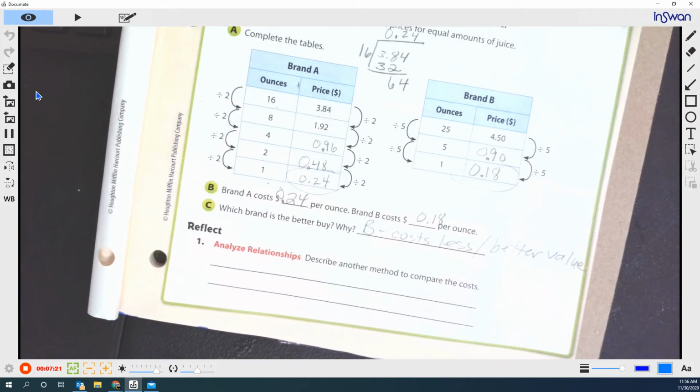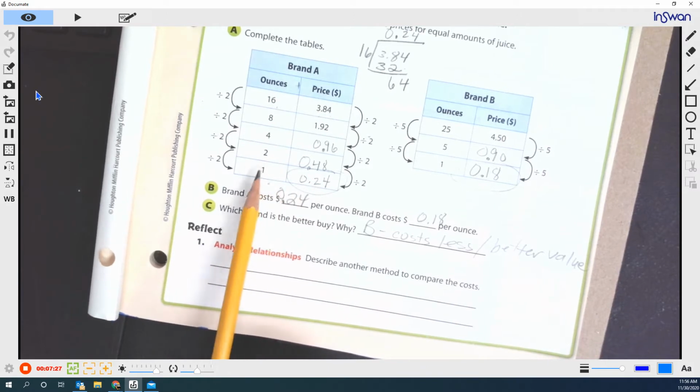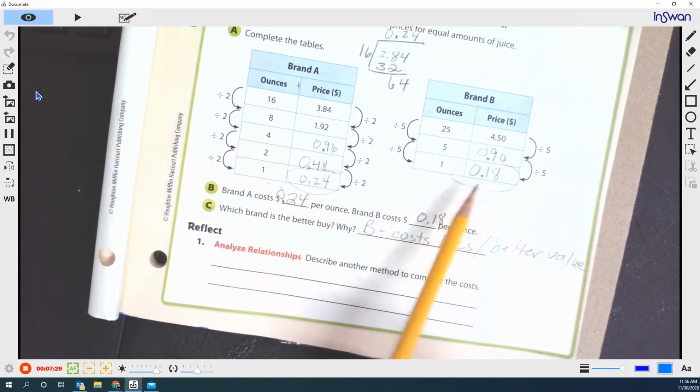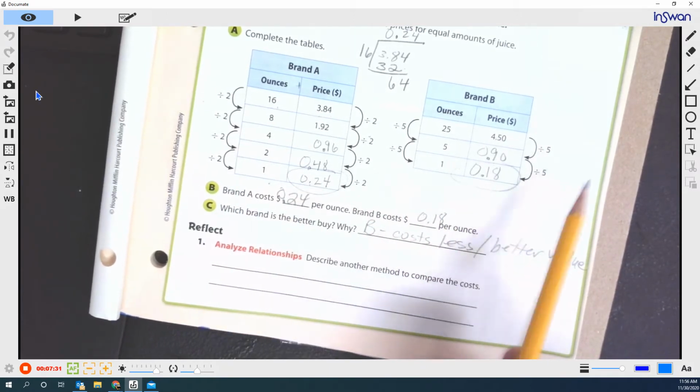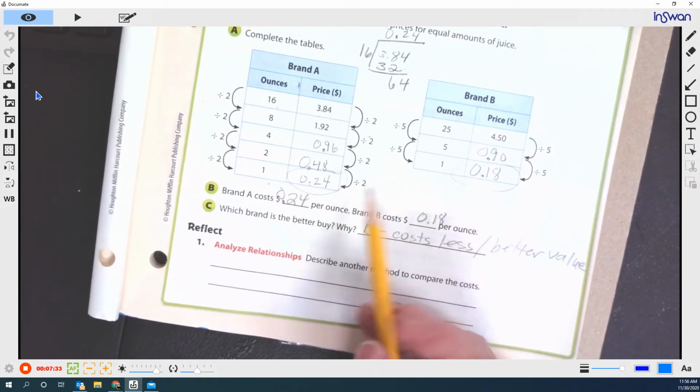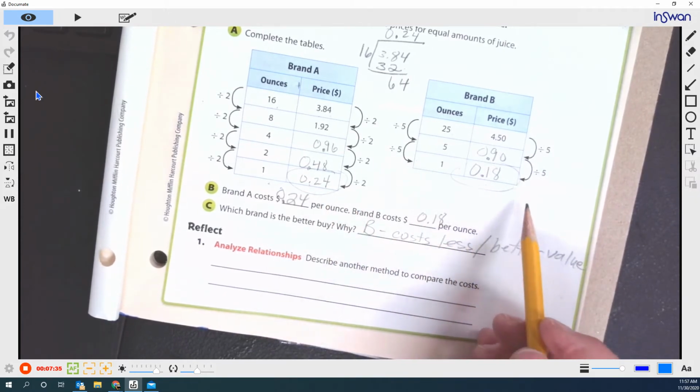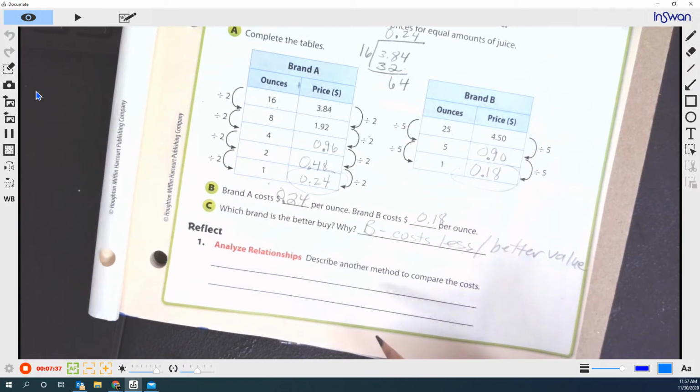And if we look at unit rates and like the cost for one, that's what we did here. We found what the cost for 1 ounce was in both of these, and we were able to compare the prices, the 24 to an 18.